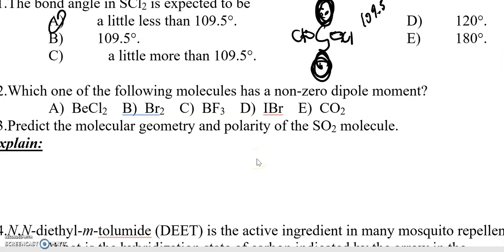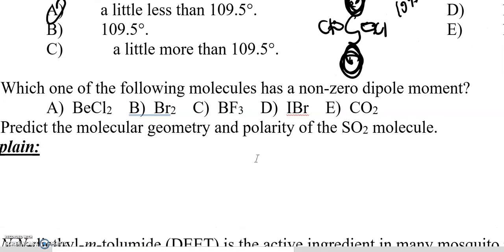All right, question number 12. It's asking you which one has non-zero dipole moment. So it's asking you which one is polar. So what you're going to do is draw Lewis structures and then find out which one is non-polar and which one is polar.